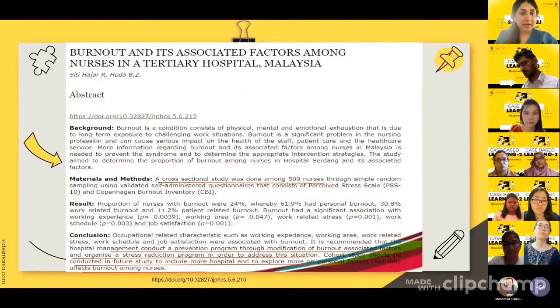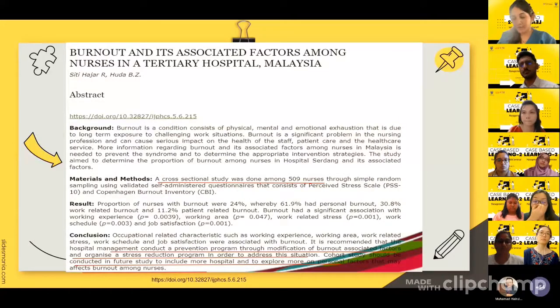Here we have burnout and its associated factors among nurses in a tertiary hospital in Malaysia. Here it shows that occupational-related characteristics such as working experience, working area, work-related stress, work schedule, and job satisfaction were associated with burnout.